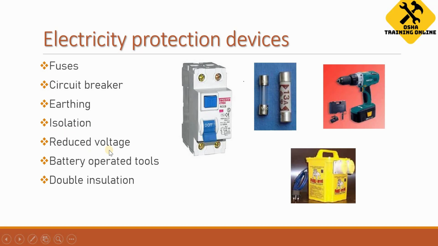There should be reduced voltage operation. Battery operated tools are best because they don't have a very high voltage and the electric shock is not that severe. Double insulation should be made. When there is double insulation, our worker is really protected from the electrical hazard. This is a battery, so battery kit should be used, and circuit breakers. So these are some of the protection devices.